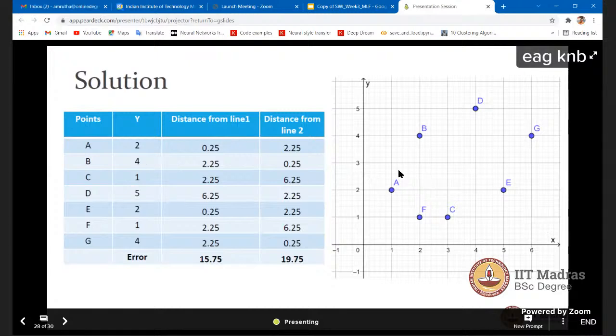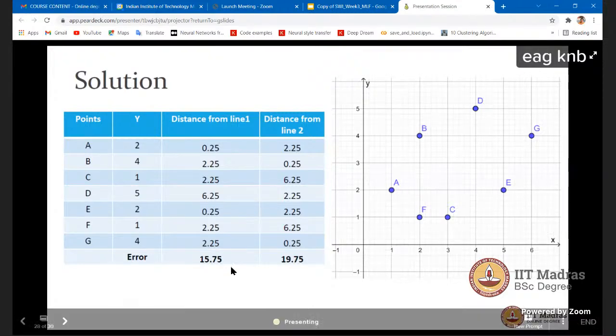You simply subtract the value of y from the line, because the line is y equal to 2.5. And here the line is y equal to 3.5. The sum of the distances is this error. So this error is 15.75 and this error is 19.75. Based on that, your minimum error is 15.75. So is this the answer?